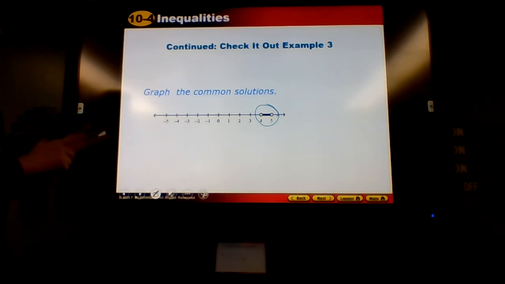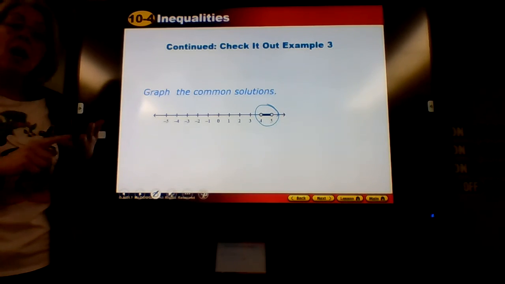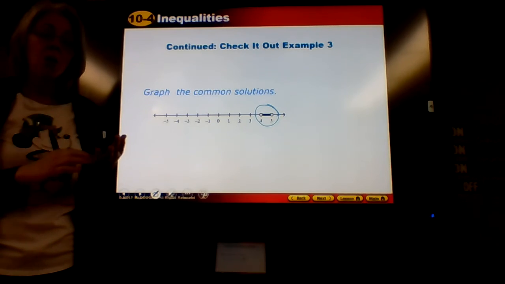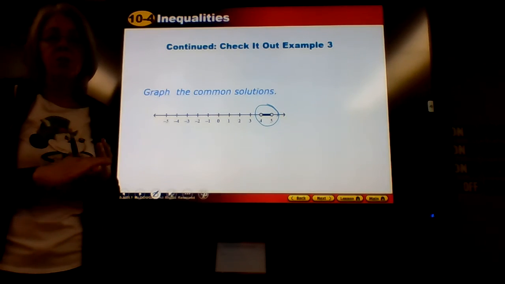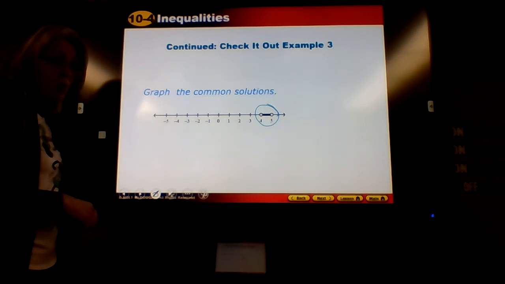Okay, so that was graphing inequalities. That was graphing compound inequalities. And that was some vocab about inequalities, algebraic inequalities, and solution sets. So that's what I've got for you today.